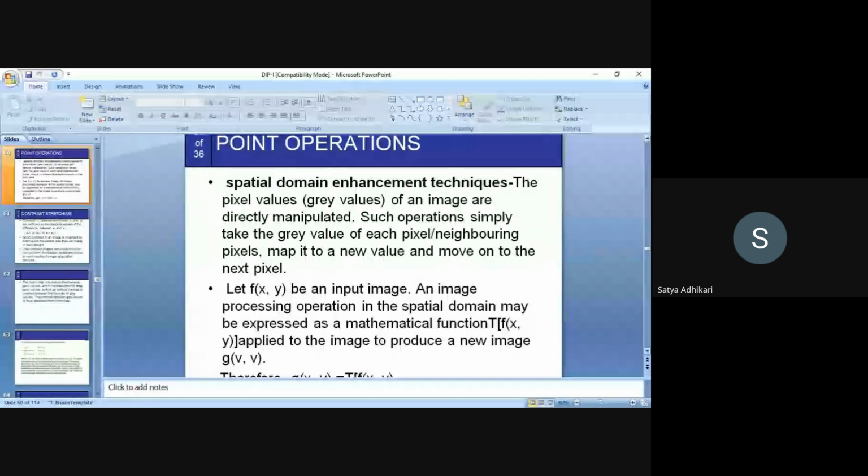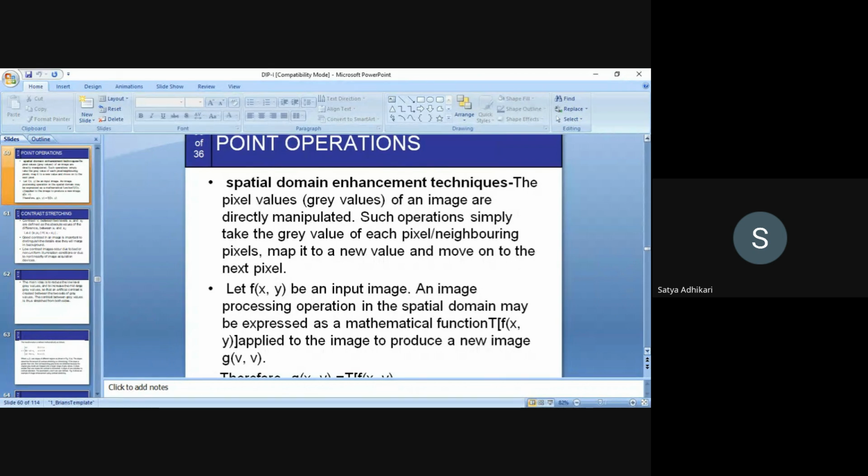Let us discuss some examples of spatial domain enhancement and frequency domain enhancement. As we know, in the spatial domain the pixel values are directly manipulated. We need not perform any transformation here. The gray level value is directly manipulated.